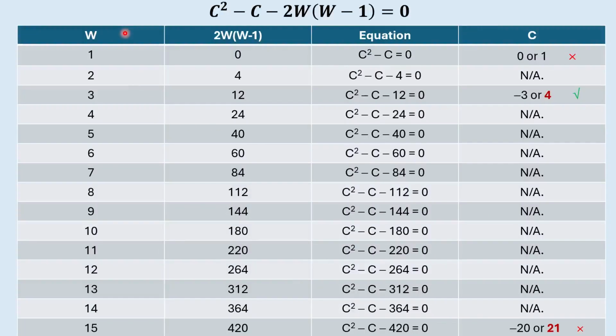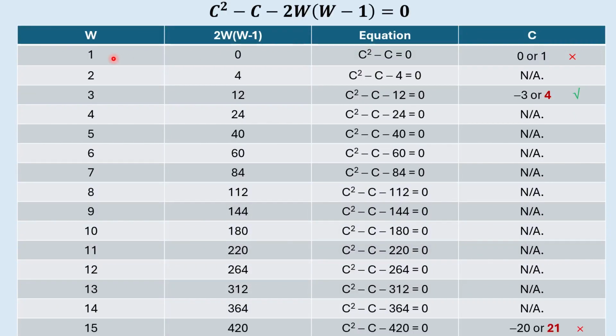W is the number of white-tailed cats, so it can take the values from 1 to 3, etc. And the second column is this 2W times W minus 1. So that means for each W value, you can always calculate this 2W times W minus 1 value.